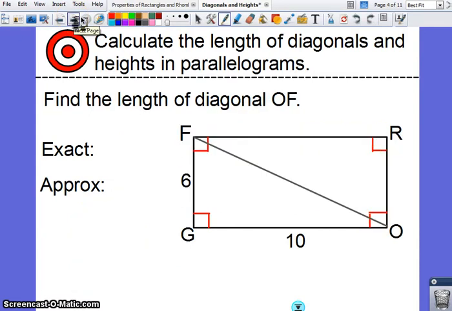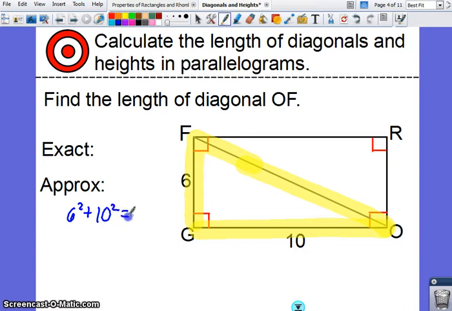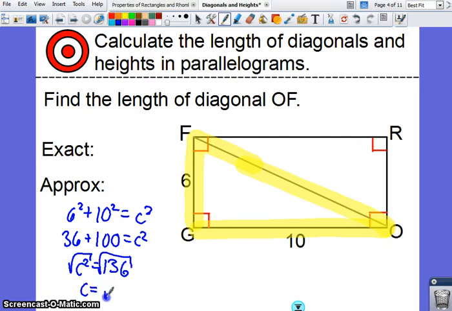But in this case, okay, we've got a lovely rectangle again, and this time we're going to concentrate on this right triangle in here. So if I'm setting up my Pythagorean theorem, it would be 6 squared plus 10 squared equals c squared, because c is still my diagonal that I want. So that would be 36 plus 100 equals c squared. So c squared equals 136. You take the square root of both sides. So the square root of 136.